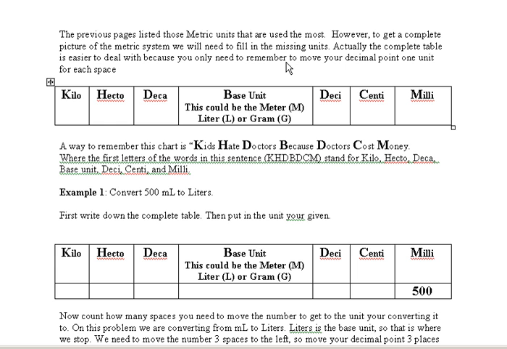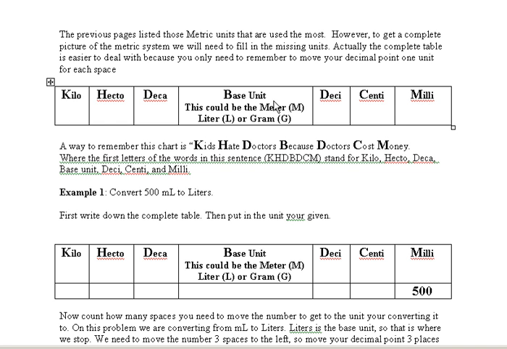Actually, the complete table is easier to deal with because all you need to remember is to move your decimal point 1 unit for each space you move. Now, here we go with this. This is the kilo, as in, let's say the base unit was meters. So this would be the kilometer, hectometer, decameter. Then here's your base unit. Let's say it's meter. Then the decimeter, centimeter, and millimeter.